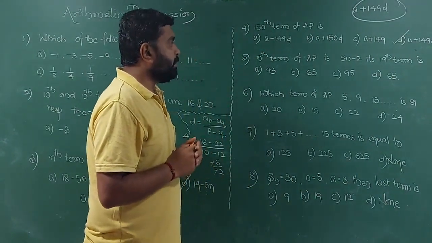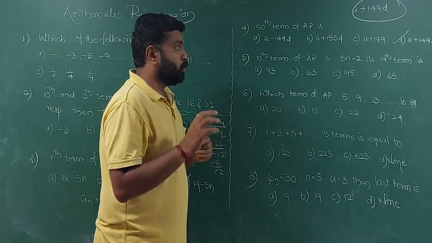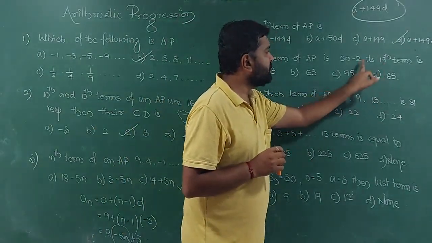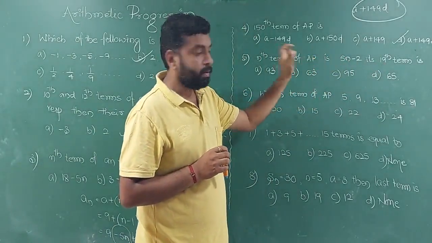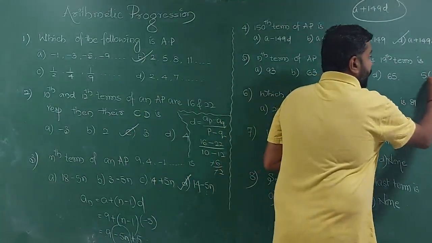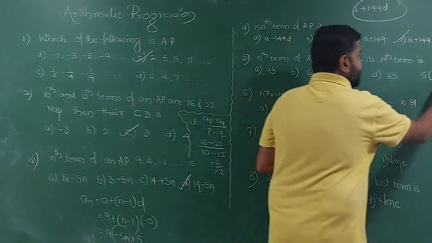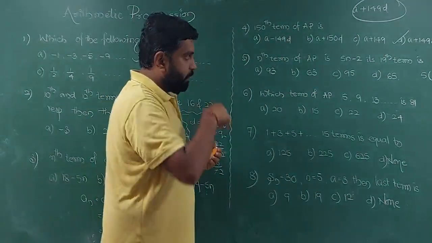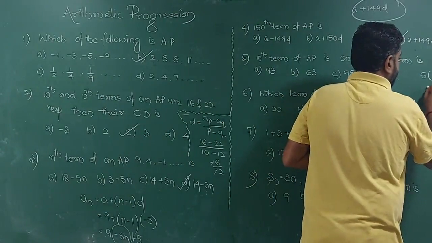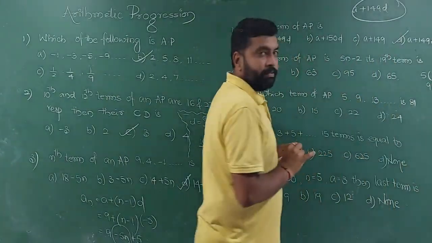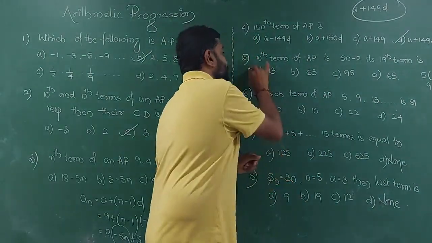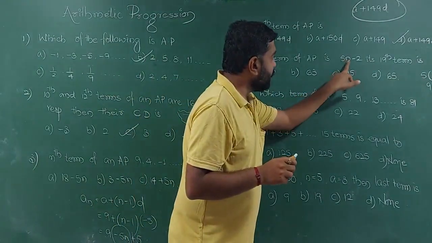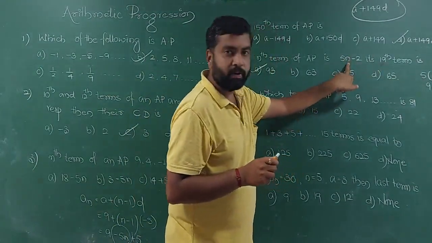Next question. The nth term of an AP is 5n minus 2. Its 19th term is: 19th term means wherever n is there, you need to substitute 19. So 5 into 19 minus 2. 19 fives are 95, minus 2, 93. 93 is the correct option. No need to write all the things, directly replace n with 19.